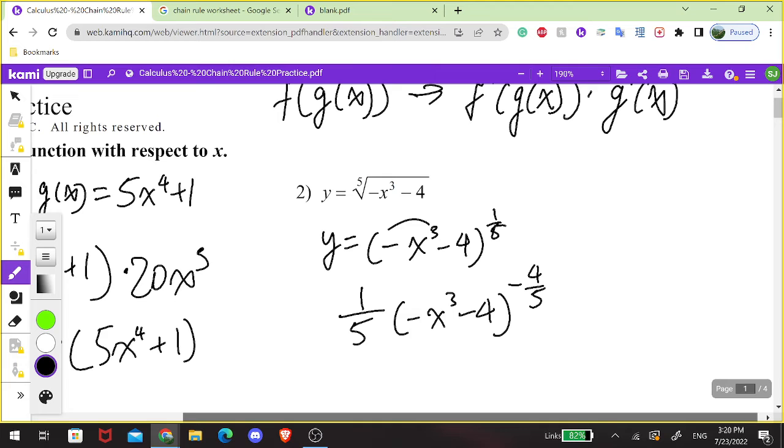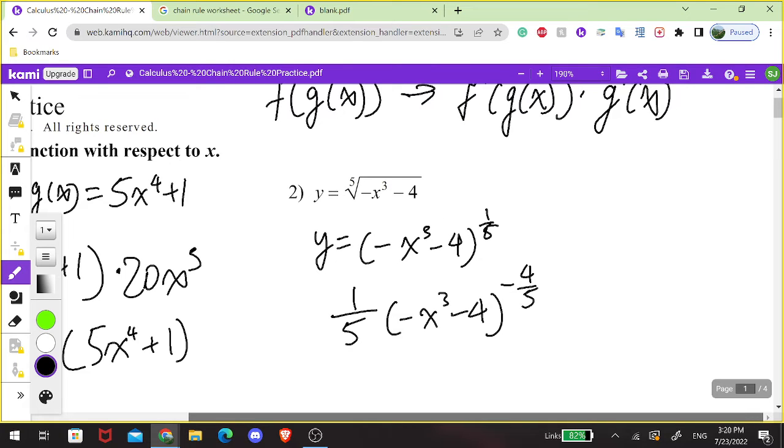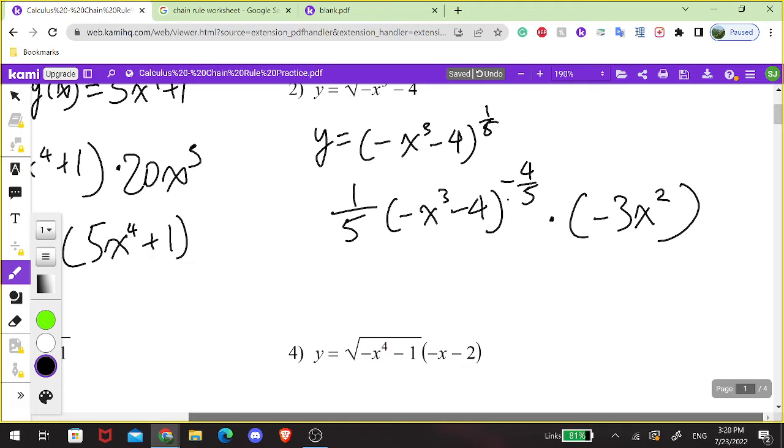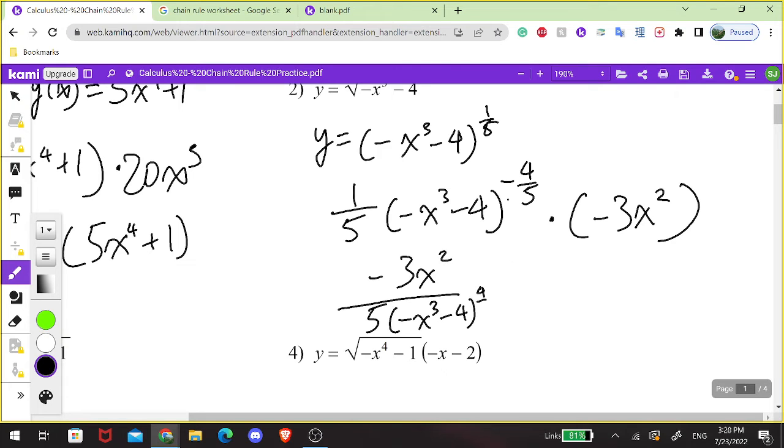We take the derivative of the inside, which is g'(x), multiplied by -3x^2 minus 0, because the derivative of a constant is 0. So that's it. We have -3x^2 over 5. We can rewrite this as -3x^2, and anything to the negative power will go into the denominator, so over 5 times (-x^3 - 4) to the 4/5 power.